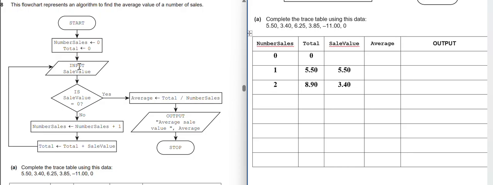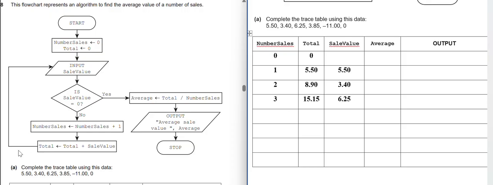Okay, and then we go back to sale value again, which is 6.25. So this becomes 6.25 over here. And then again, does that equal to 0? No, it doesn't. So we increment the number sales by 1. So 2 plus 1 is 3. Okay, and then we add the sale value and the total together, which adds up to 15.15.